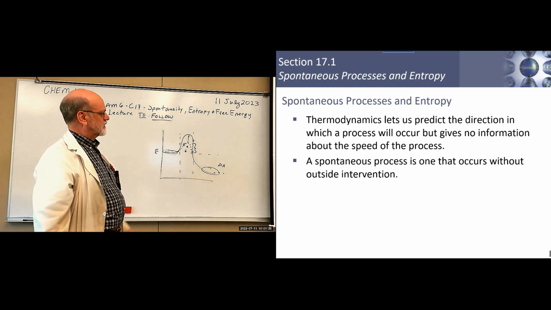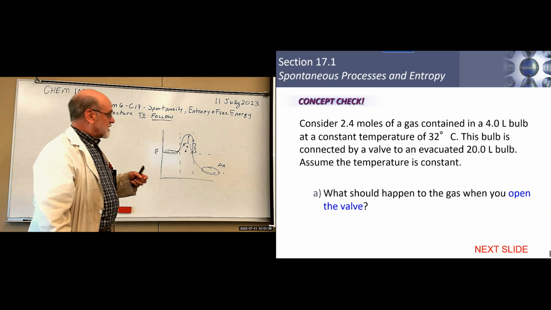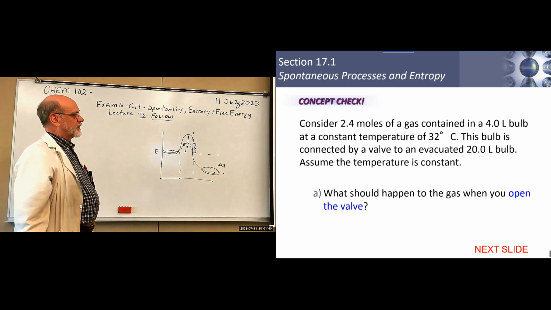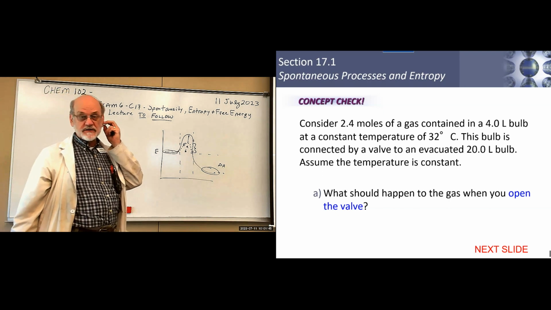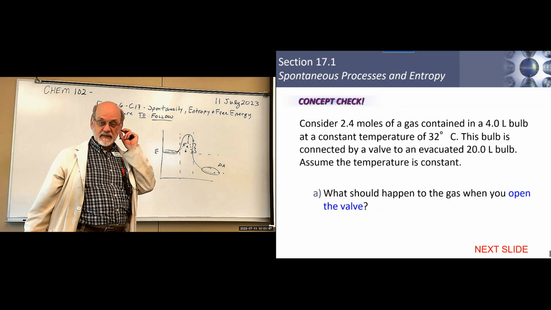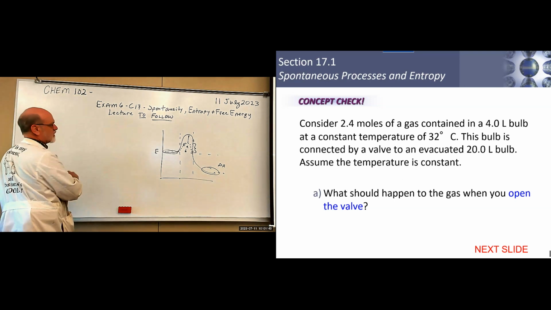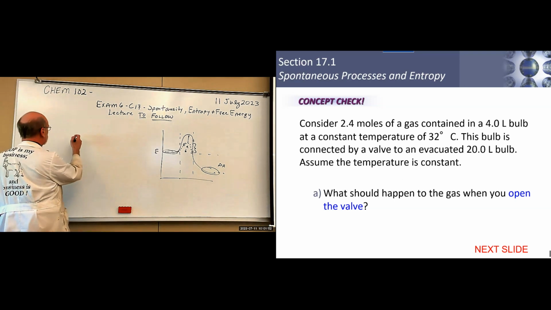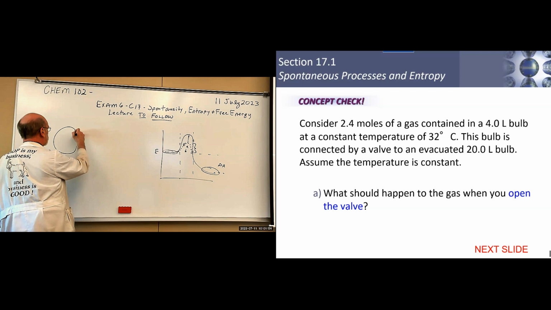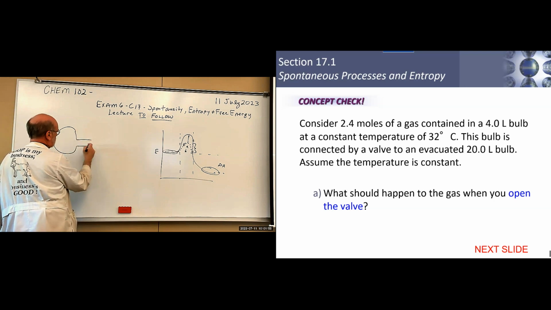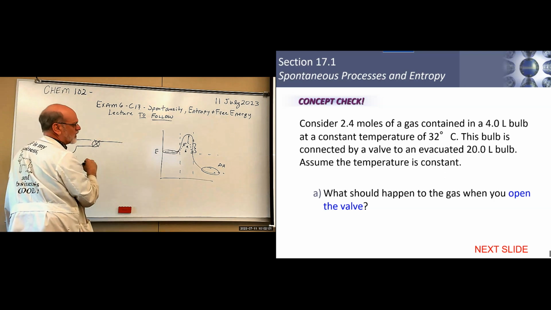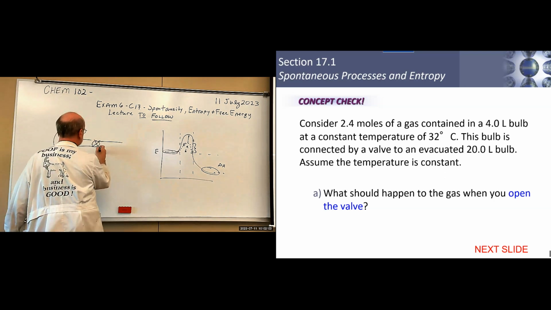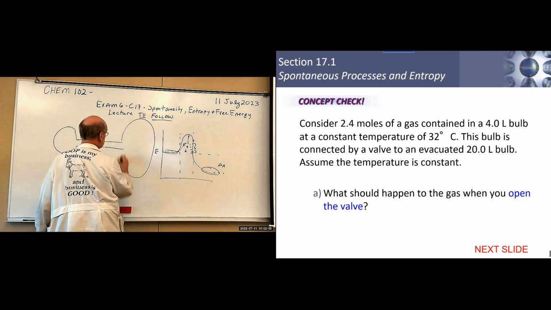So let's proceed to the next slide. So let's say we have 2.4 moles of gas contained in a 4-liter bulb at a constant temperature of 32 degrees. So let's draw a picture. 4-liter bulb. Okay. So that's a 4-liter bulb. And it's connected to another bulb with a valve. And the other bulb is 20 liters. Right? So it's huge. Right? And this is a vacuum.